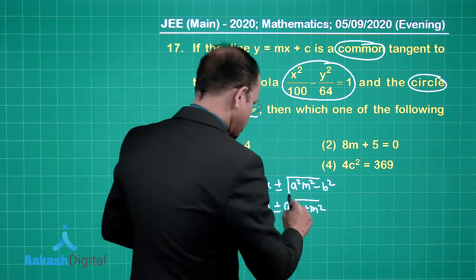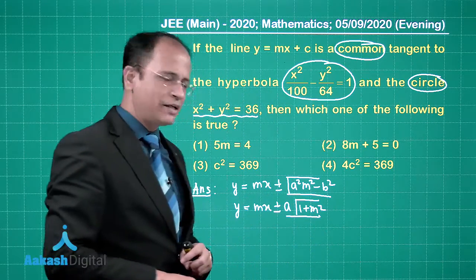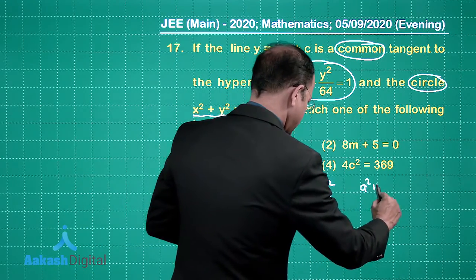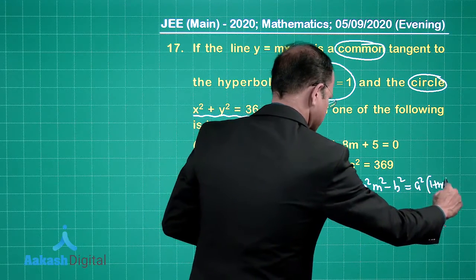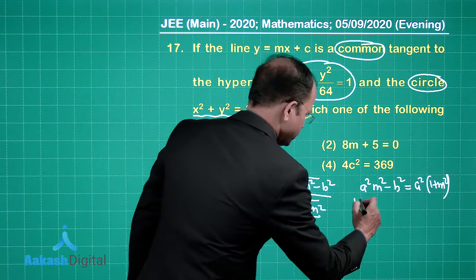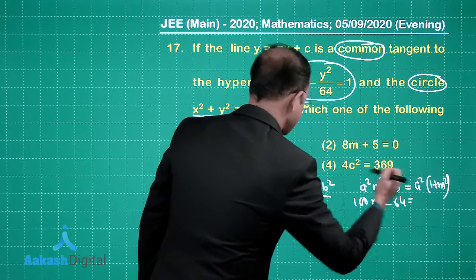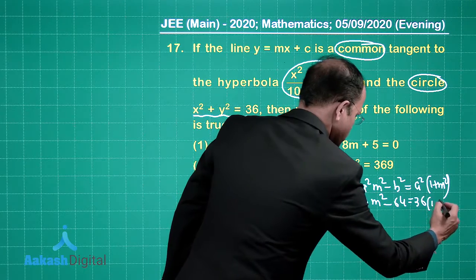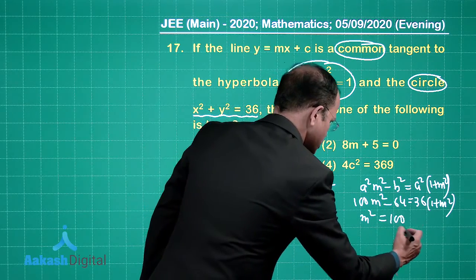So that means if I talk about this part, both the things are going to be the same because we have the same tangent. So what we can do, we can just equate it. So we can just write it in this way. If we square it, we can write it a square and this is 1 plus m square, right? So what we can do, we can just substitute the values here. A square is 100 for hyperbola, this is m square, and then we have b square, that is 64. Here the a square is nothing but we are talking about the radius part, which is 36, and this is 1 plus m square. So once we solve this, we get m square is equal to 100 upon 64.